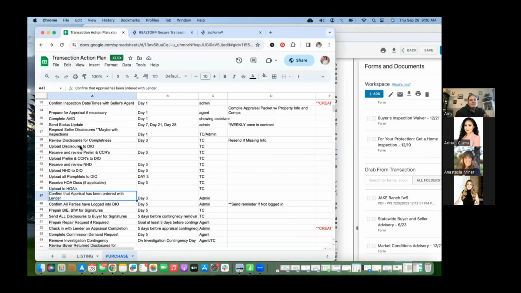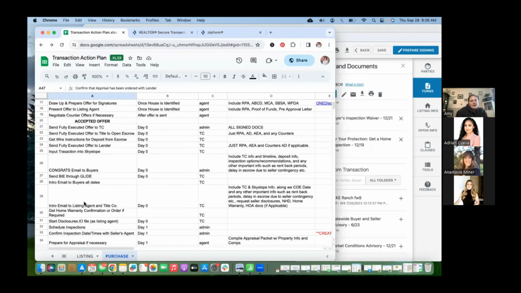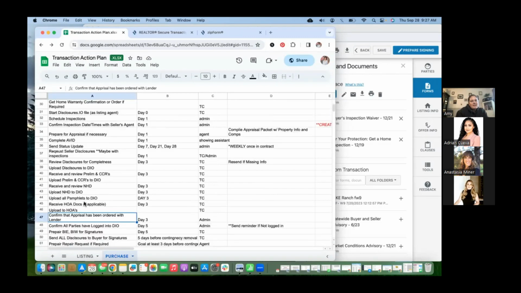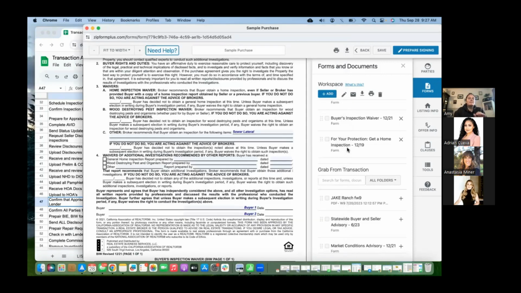Let's look. I was working on completing the list for you this morning. Let's see, house identified, day 0. I think it's around, I have it on like day 5. Prepare the BIE and BIW for signatures, send all disclosures to buyers for signatures. You really want this to go to them before the end of their inspection period in case they decide to have something done. Okay.